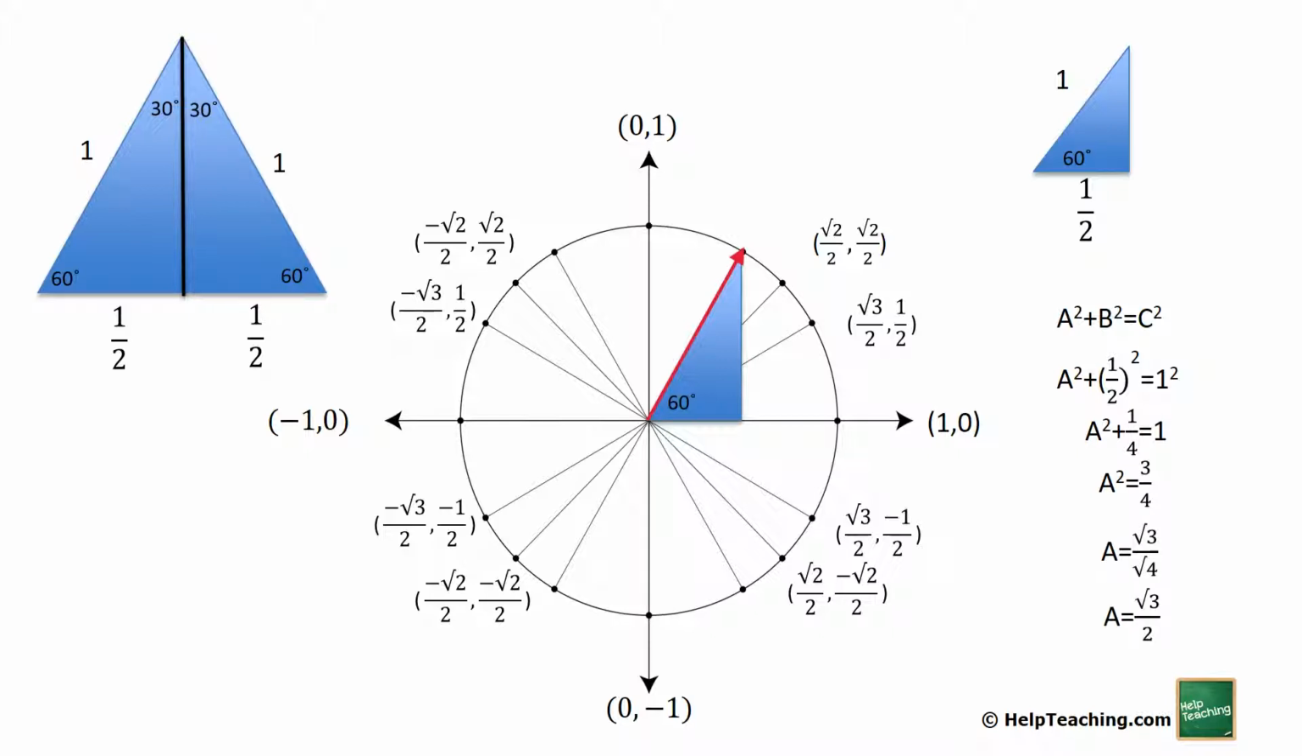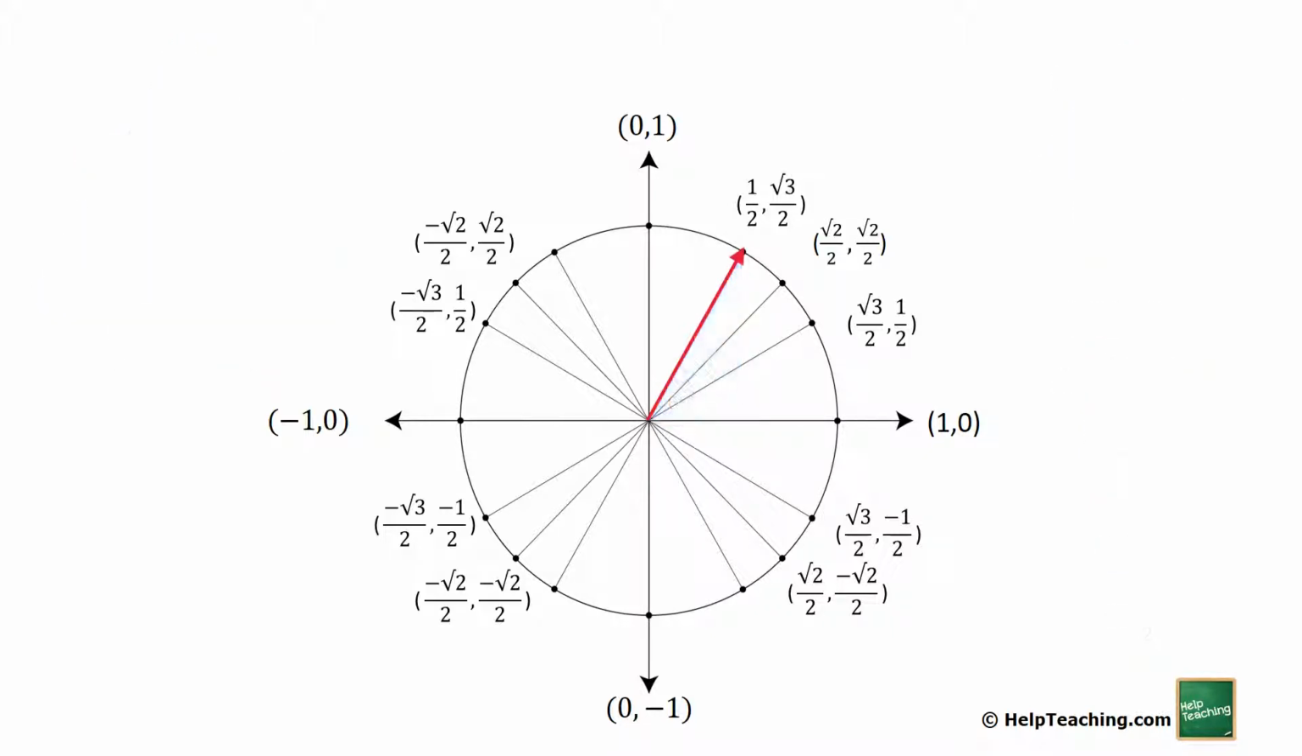And we end up with our opposite this time being root 3 over 2 and our adjacent being 1/2, meaning that the points for this top point here are 1/2 and root 3 over 2. Mirrored across the y to get negative 1/2 and root 3 over 2. Across the x, and we get negative 1/2, negative root 3 over 2. Mirrored across the y, and we get positive 1/2 and negative root 3 over 2.